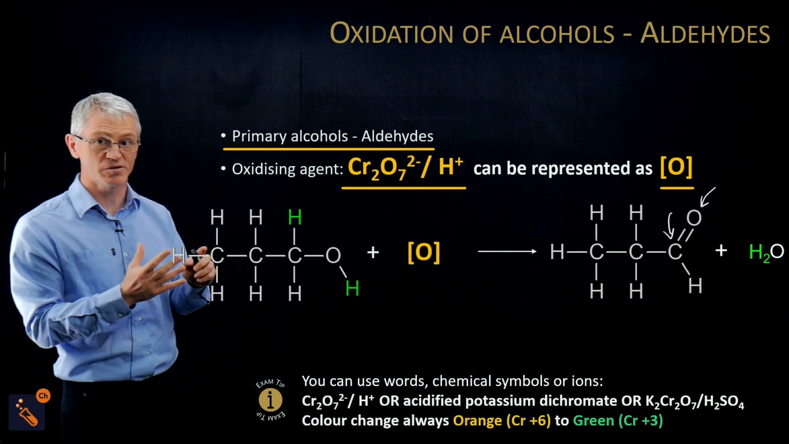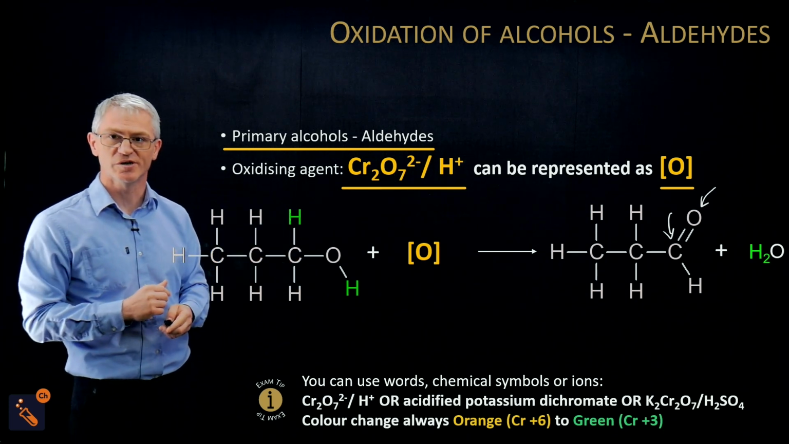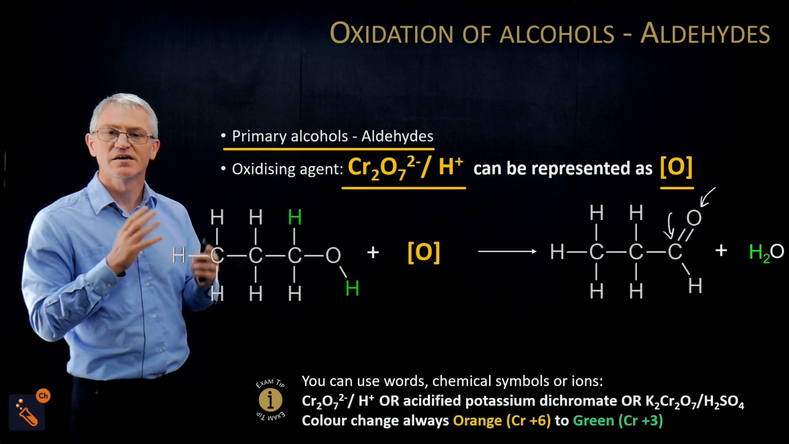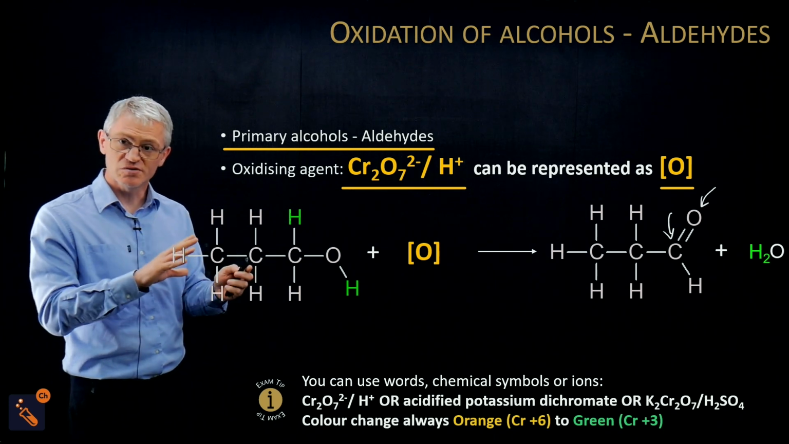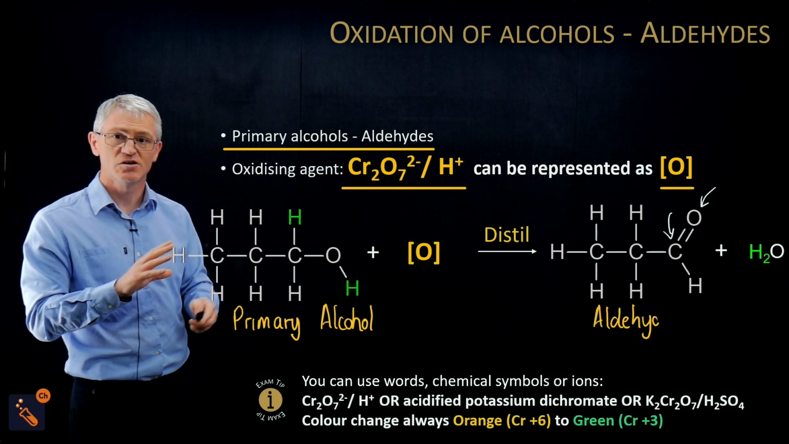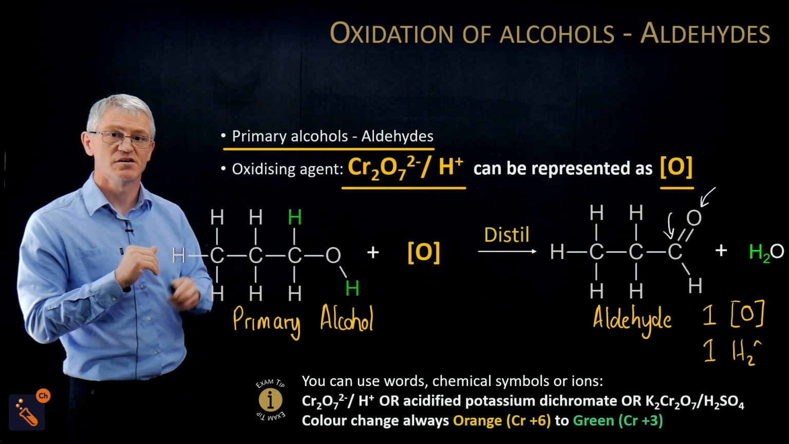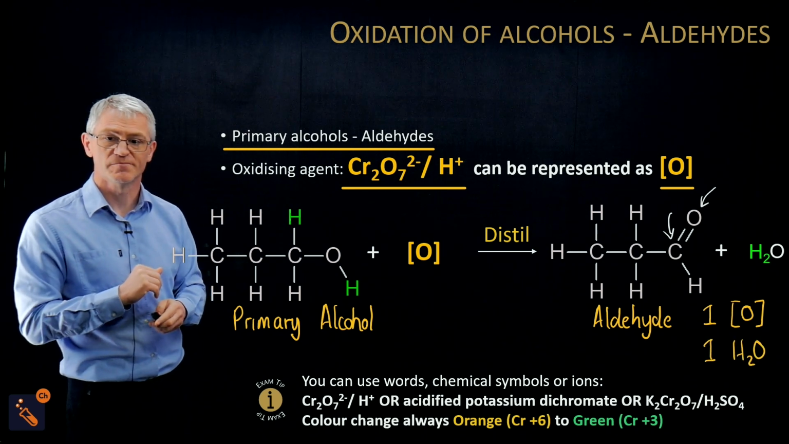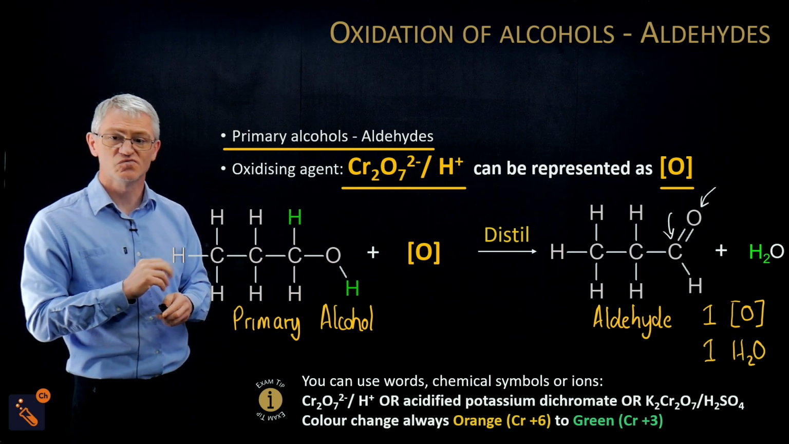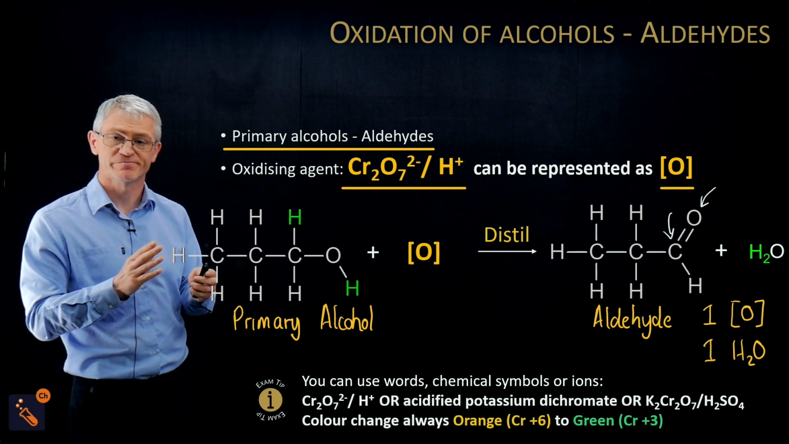Now, if you have more than 1 primary alcohol, you double it, for example, if you've got 2 primary alcohols. All right? Anyway, to do this, you do distillation. So taking a primary alcohol to an aldehyde is 1 oxidizing agent and 1 water. Okay? So it's really, really important that you can do this.